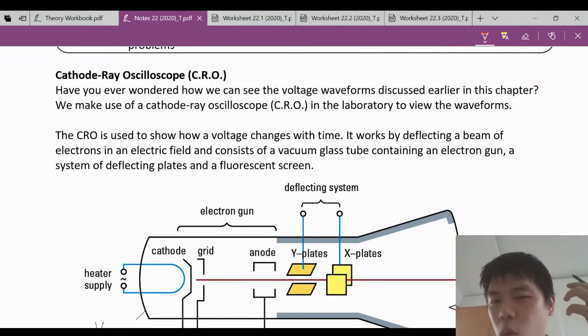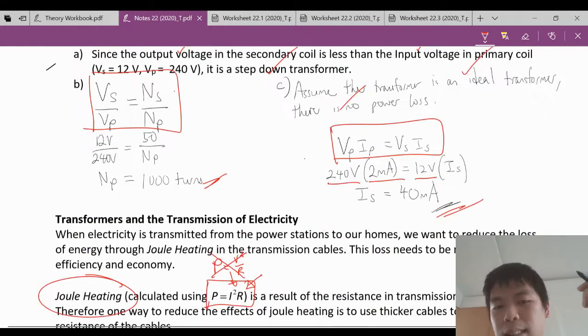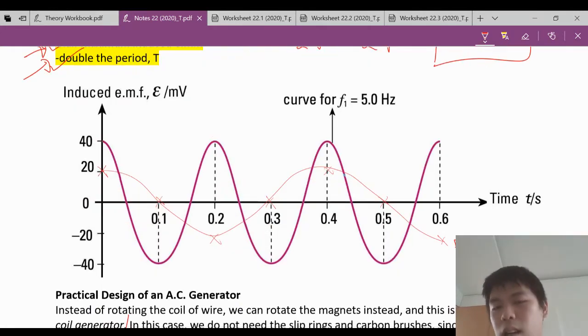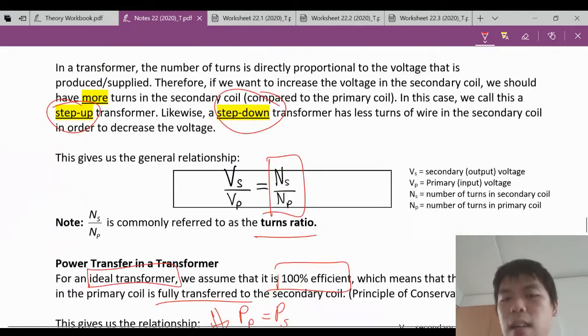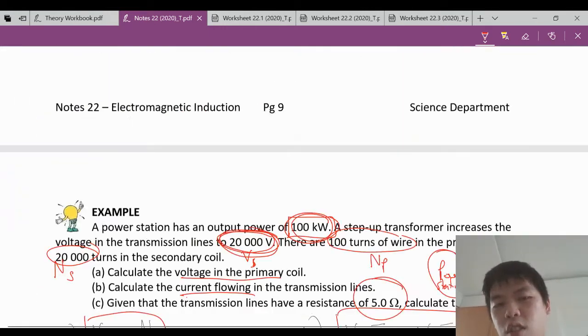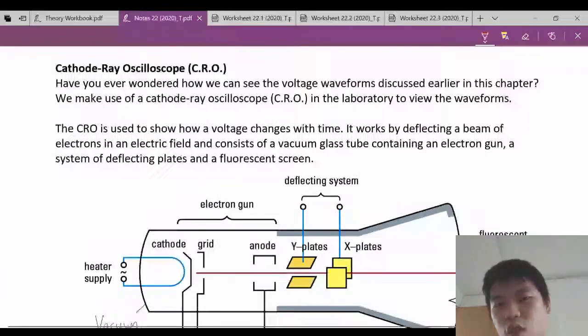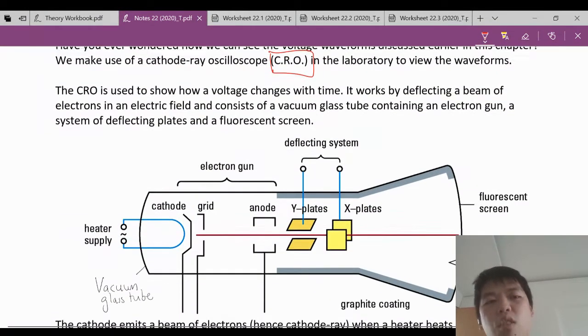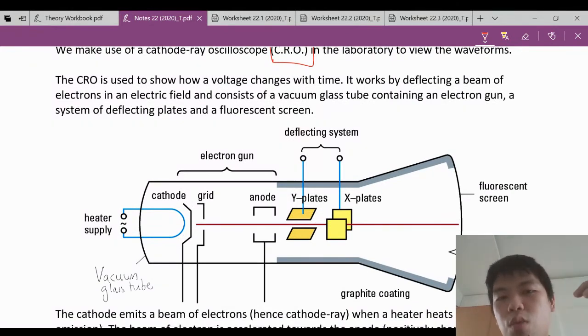Have you ever wondered how we can see voltage waveforms as discussed in the earlier chapter? Voltage waveforms look like this. We can see this using a device called an oscilloscope. A cathode ray oscilloscope, or what we call a C.R.O. in the lab, is used to show how a voltage changes with time. It works by deflecting a beam of electrons in an electric field and consists of a vacuum glass tube.